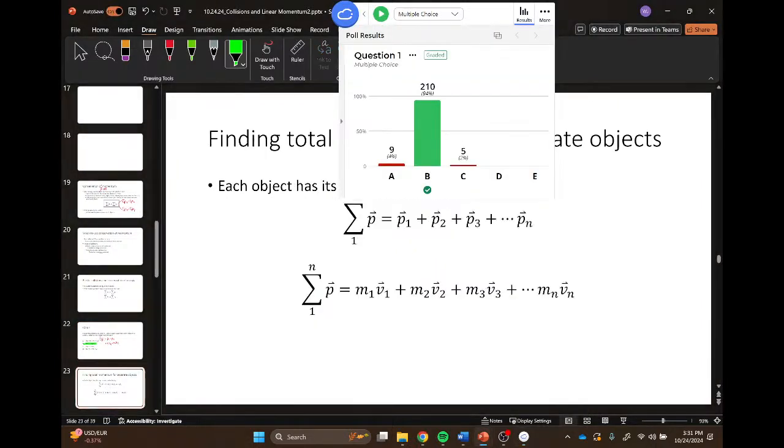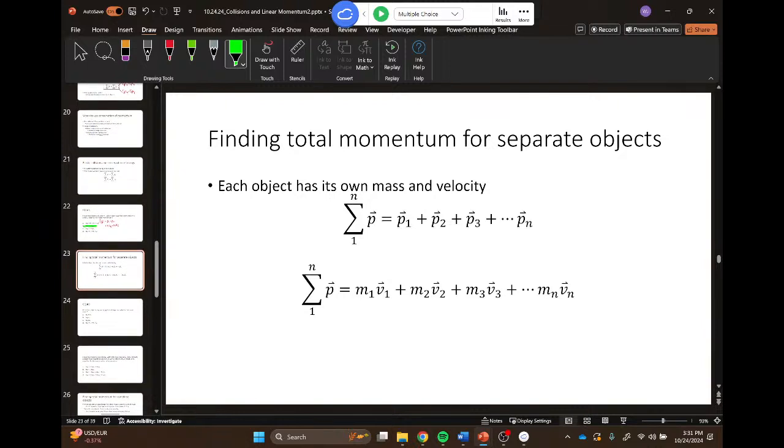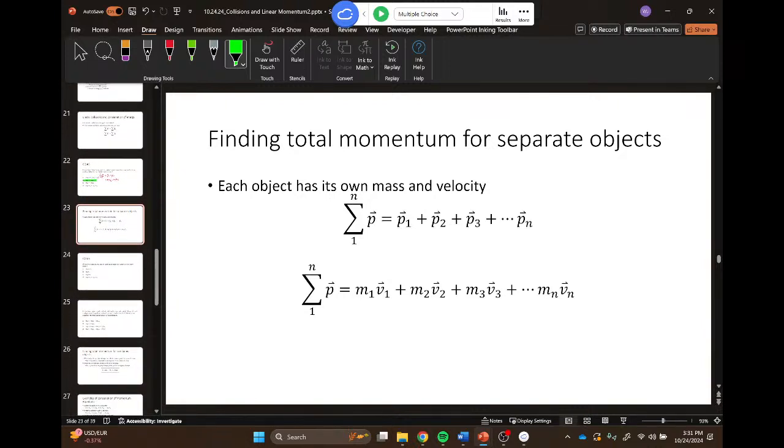Great. Okay. So, just like we said, you add up all the beginnings, and it equals all the ends. That's what we're doing today. It's like energy, but it's just all MVs. Nice and straightforward. Just don't forget, y'all, x and y components. Don't forget it.